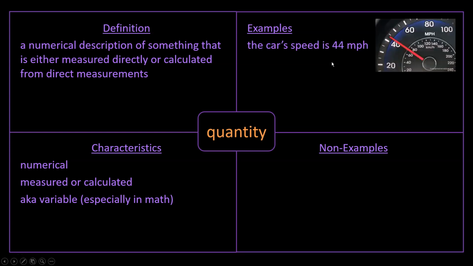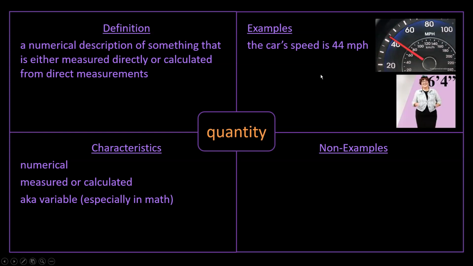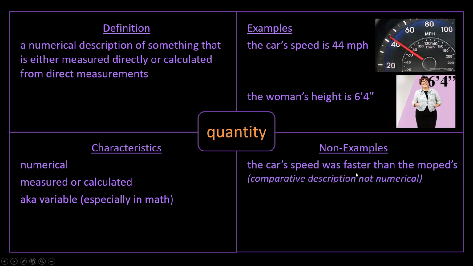Some examples. The car's speed is 44 miles per hour. Notice it's numerical. The woman's height is 6 feet 4 inches. Some non-examples. The car's speed was faster than the moped's. This is a comparative description, not a numerical description. The woman was tall. That's a qualitative description, not a numerical description.